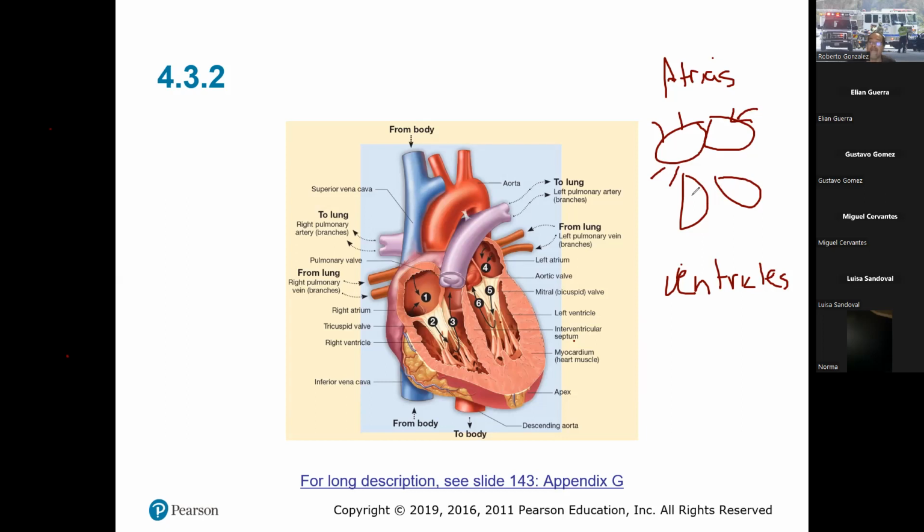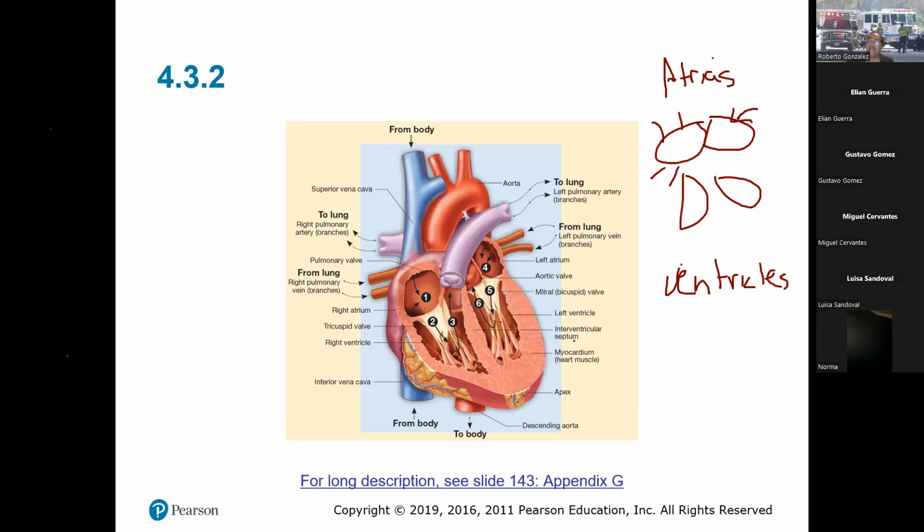Okay? And the right side sends it directly to the lungs so they can get oxygenated, which then comes back to the left atrium. So then you have the left and right ventricles, and the right ventricle takes blood to the lungs, while the left ventricle takes it throughout the whole body.